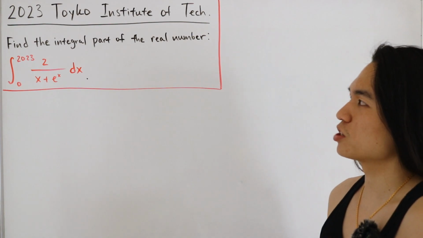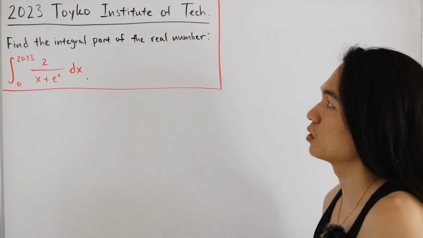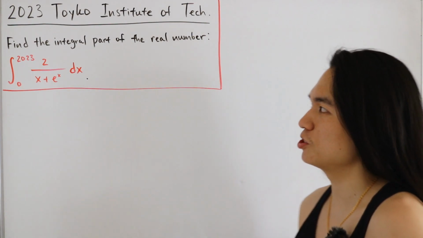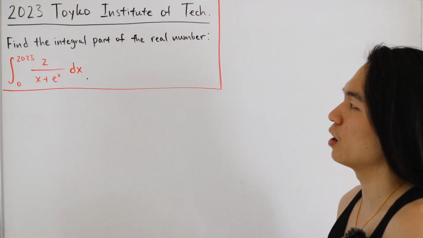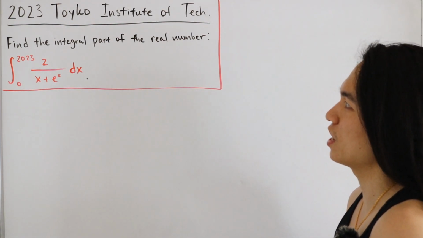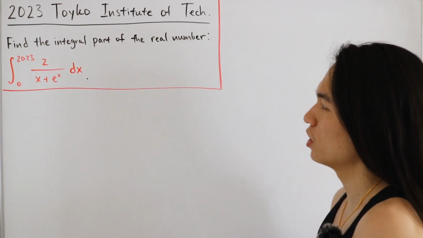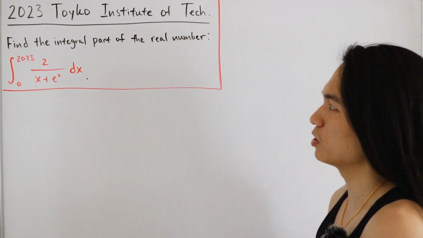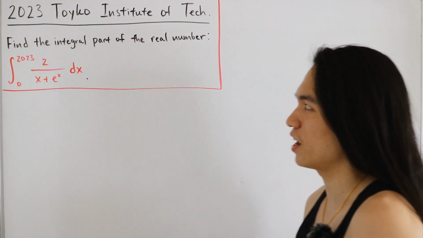Today's problem we want to solve comes from the 2023 Tokyo Institute of Technology. One of the questions from there asks the following. We want to find the integral part of the real number, the integral from 0 to 2023 of 2 divided by x plus e to the x.